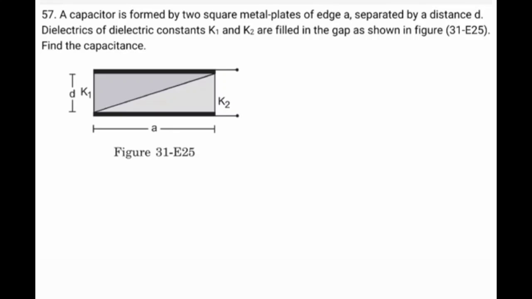The problem states: a capacitor is formed by two square metal plates of edge a separated by a distance d. Dielectrics of dielectric constant K1 and K2 are filled in the gap as shown in the figure. We need to find the capacitance of the system. If you want to give this problem a try yourself, you can pause the video here, or otherwise continue watching to know the solution.